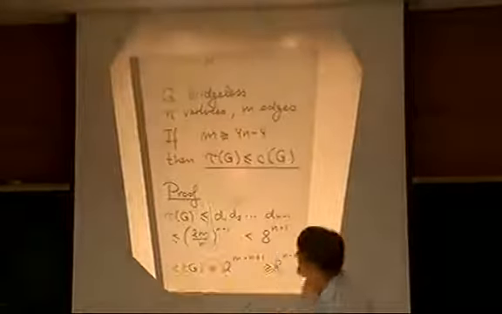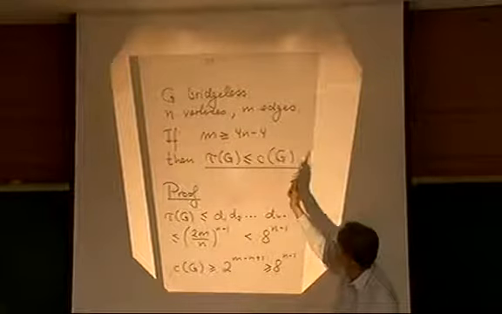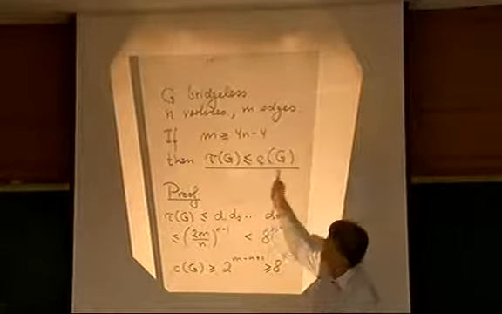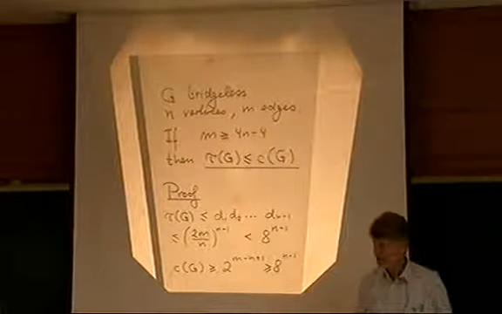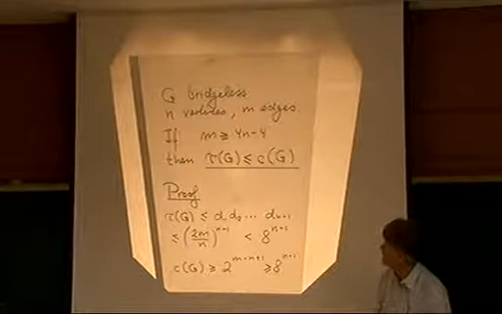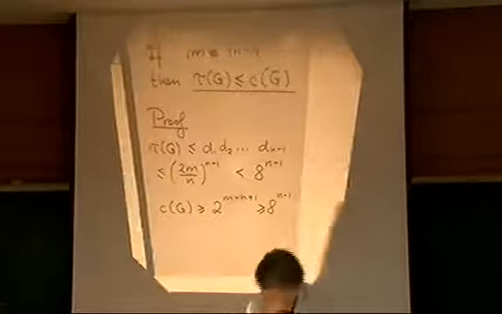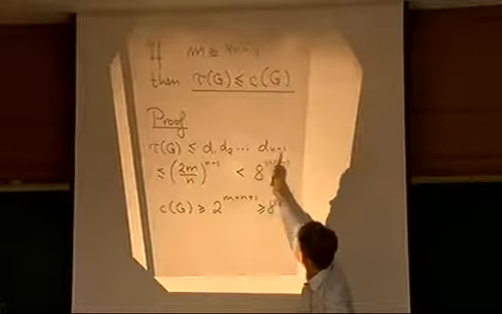Now let me show that if we have a bridgeless graph with n vertices and m edges, and m is at least this, then the number of spanning trees is at most the number of totally cyclic orientations. So this is a contribution to the Marino-Welch conjecture. And with the things we have established, it's very quick. It goes very quick. Because here, remember, we have the trivial lemma.